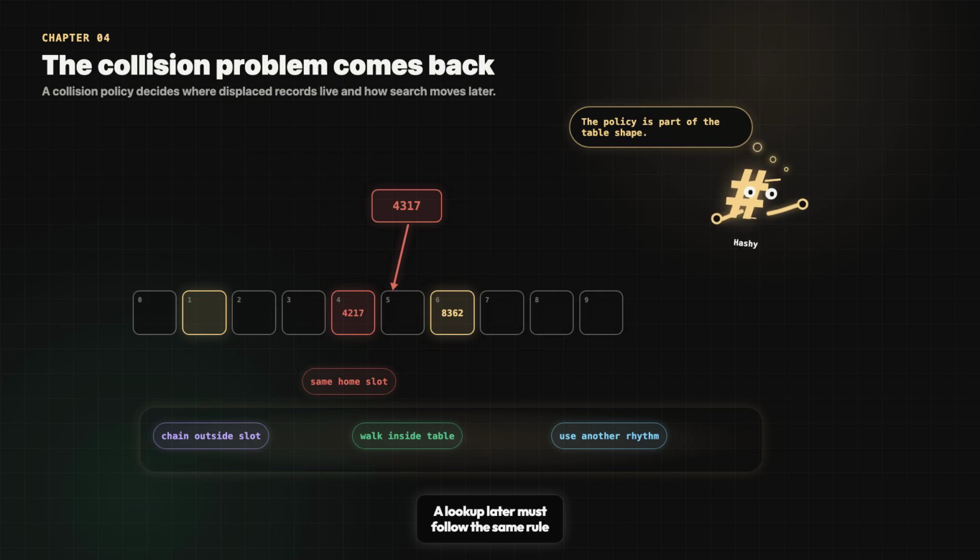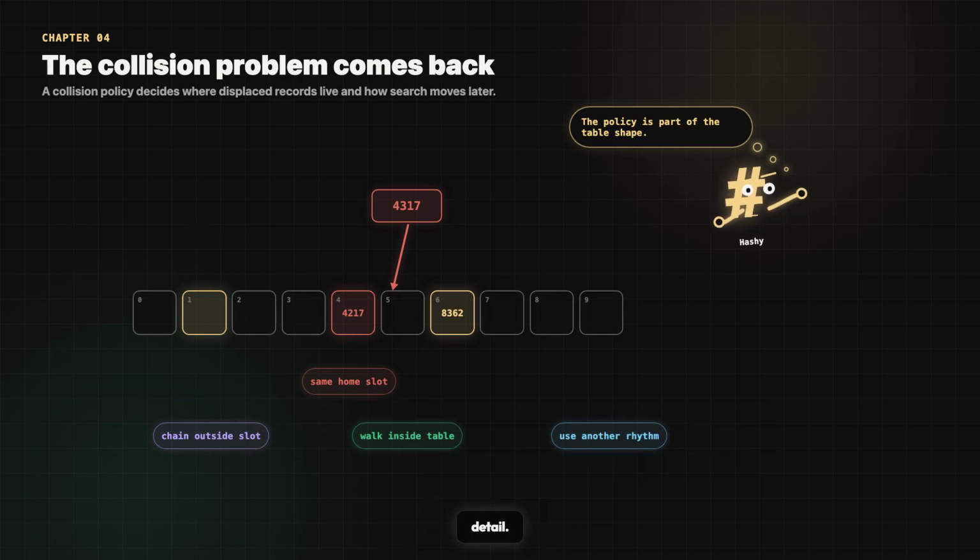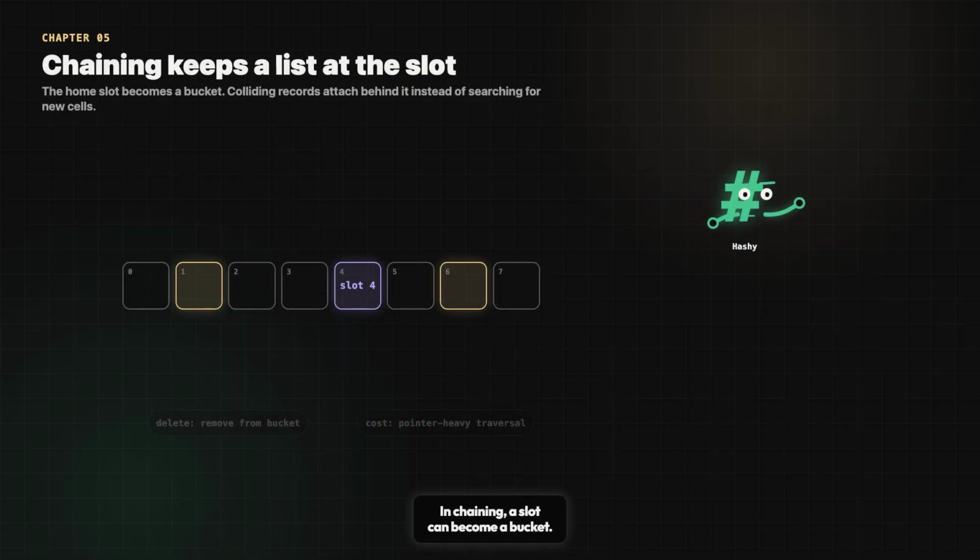A lookup later must follow the same rule that insertion used, or it may stop too early. So Hashy is not choosing a tiny detail. Hashy is choosing the movement rule of the table. The first option is to stop forcing every collision into the main row. That option is chaining. In chaining, a slot can become a bucket.